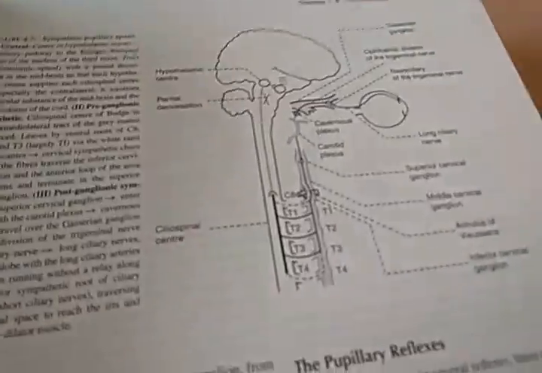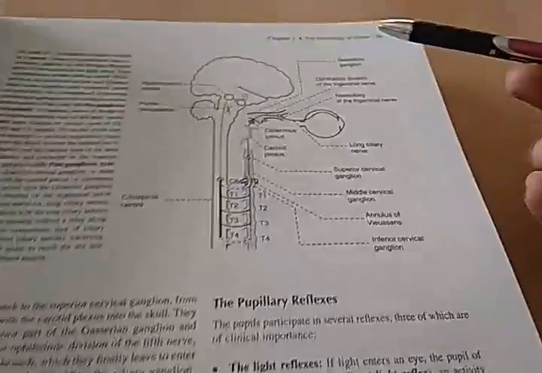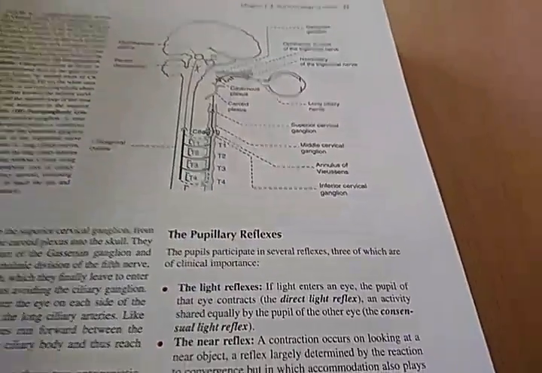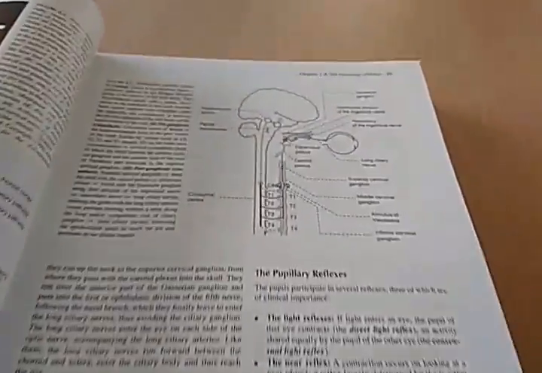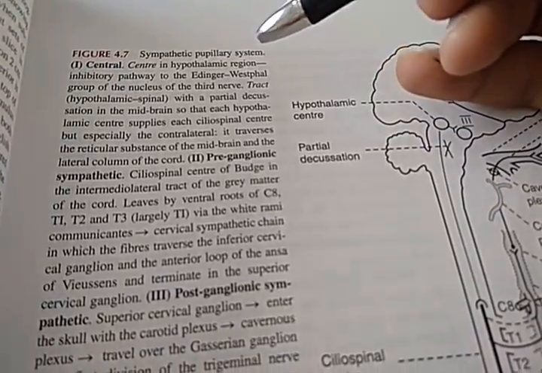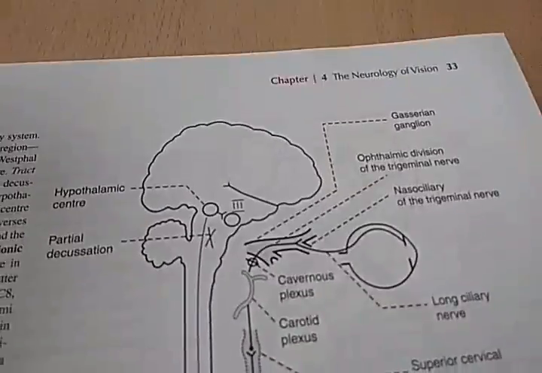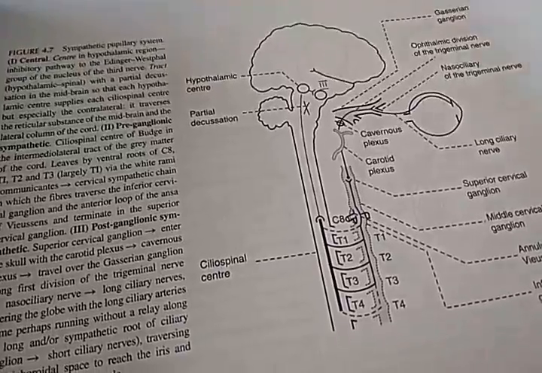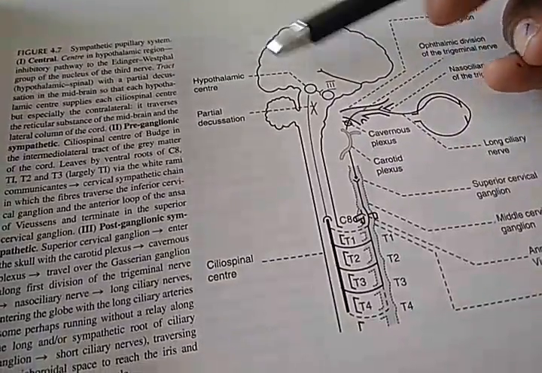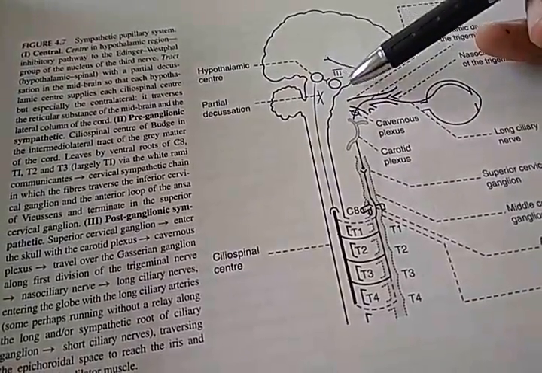So anatomy, physiology, what is this? Pupillary reflex. They didn't label this diagram, is it? Look at this. This diagram doesn't come with a number or anything. Oh, okay. It's here, sorry. Figure 4.7, sympathetic pupillary system. This is the sympathetic pupillary system. Guys, in this they have the central, which is hypothalamic. Then they have marked preganglionic, and then the postganglionic they have marked here.